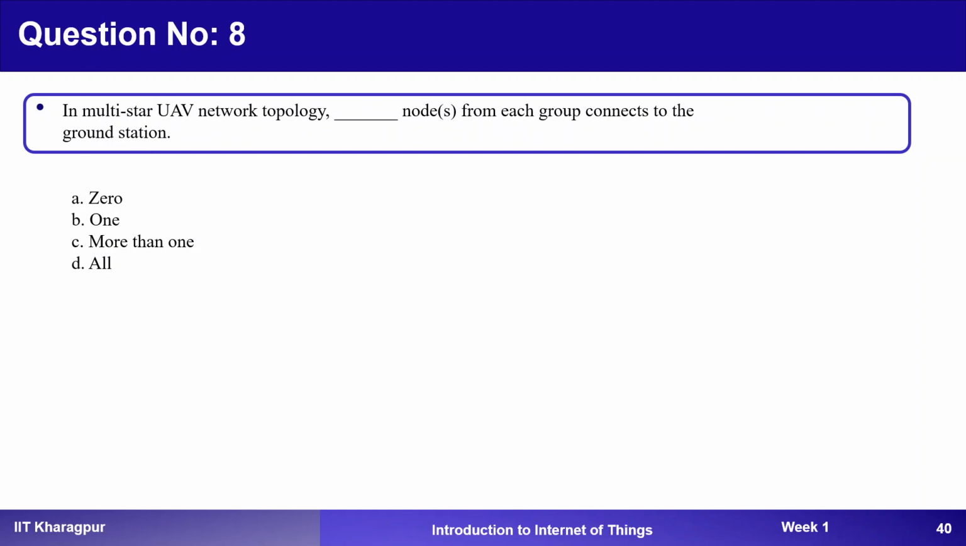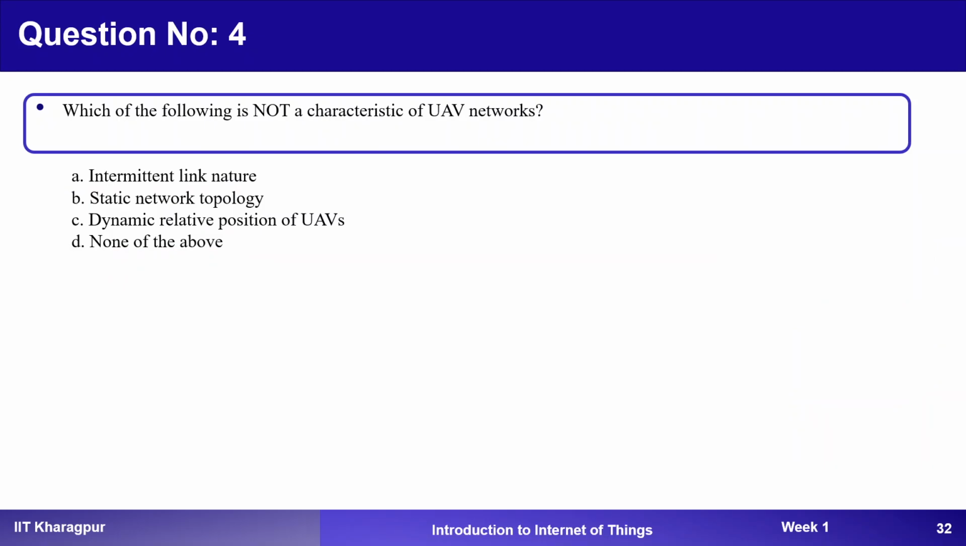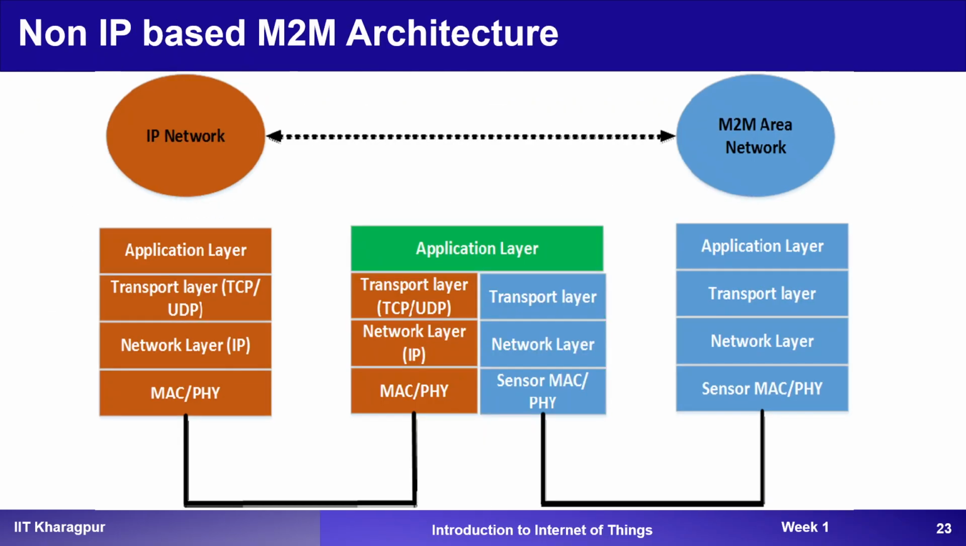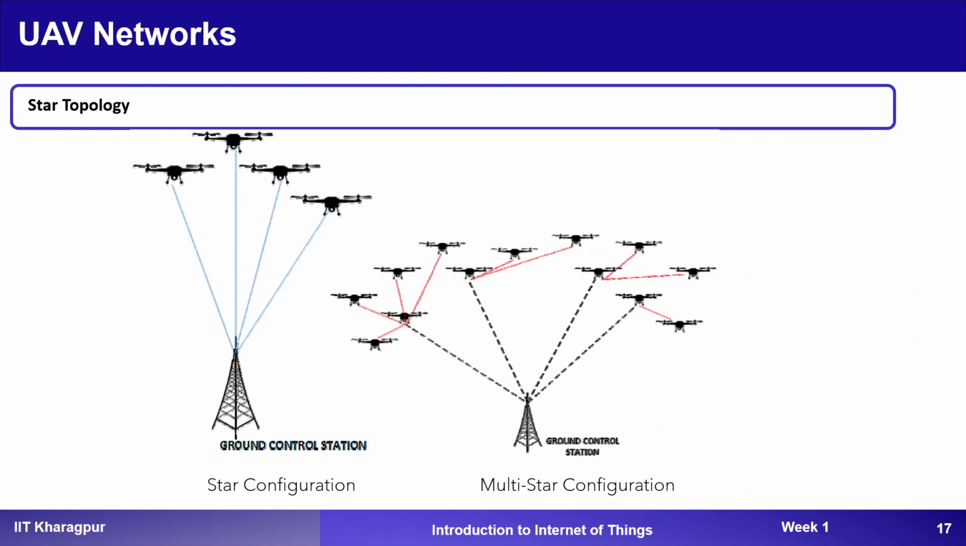In multi-star UAV topology, blank nodes from each group connect to ground station. 0, 1, more than 1, all. One. More than one. More than one can connect. Wait, I'll show you the architecture. So in your multi-star, one of the nodes from each of the group is going to connect, right? Not more than one.